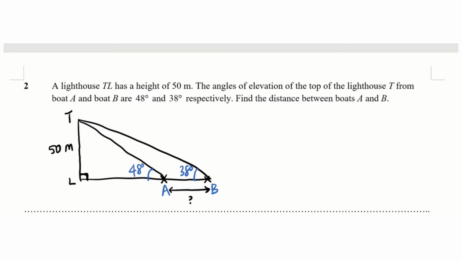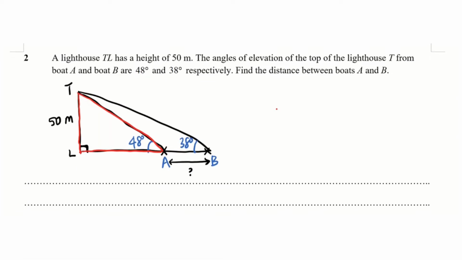To find out the distance, let's break down this whole diagram into two different triangles, or in particular, two different right angle triangles. The first one that I'm seeing is the one that I'm drawing in red over here. With this red triangle, I will be able to deduce using my trigonometry, tangent 48 degrees, I will have the opposite, which is 50 meters, over the adjacent side AL. This is the first thing I will be able to deduce from the first right angle triangle. Then I will be able to see a second right angle triangle over here that I'm marking out in green, which is the bigger one.